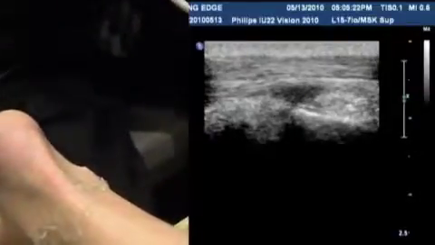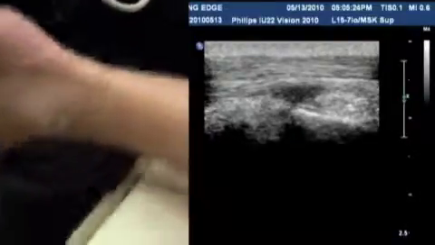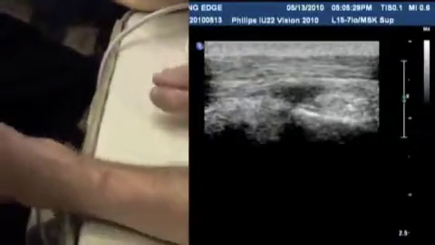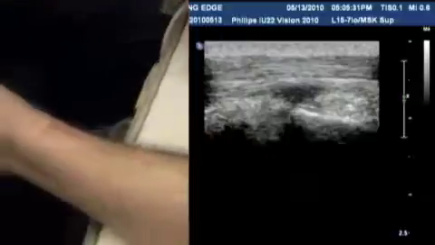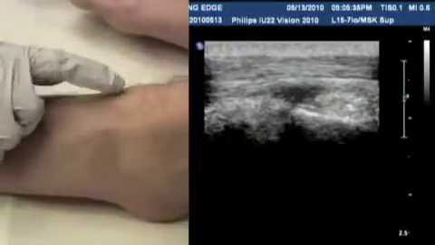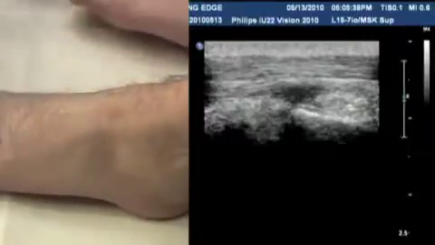What we can do now is have the patient sit up so we can look at the anterior portion of the tendon. Just bend your knees. Yeah, good. So we're going to be looking at the anterior joint. We'll look at the anterior tibial tendon and then the joint.